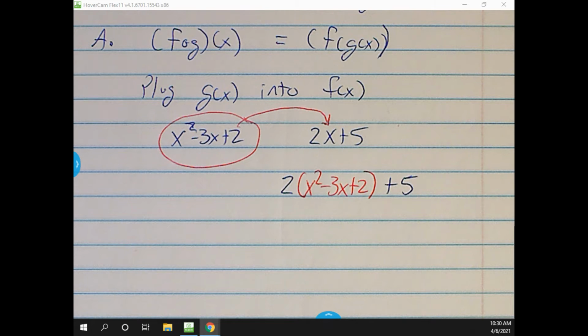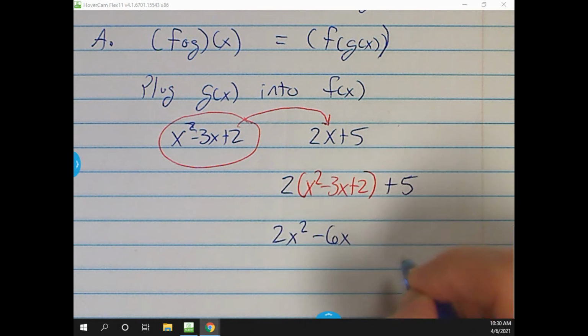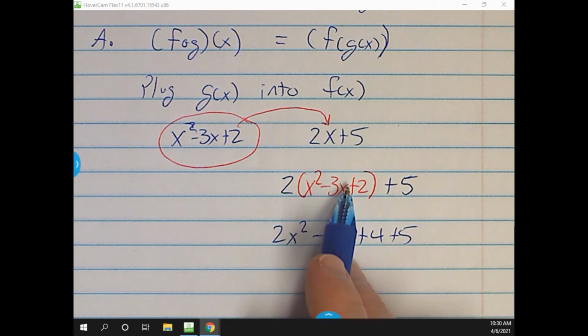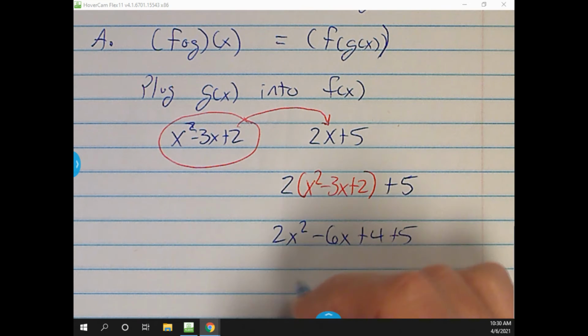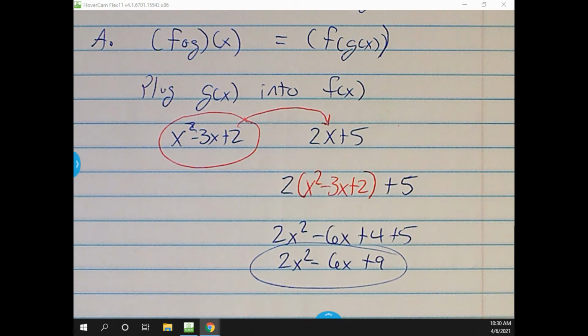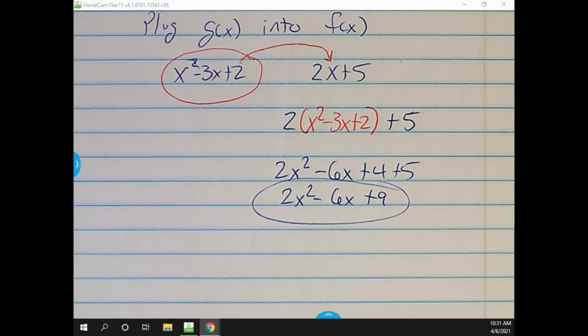All right, so a little bit of distributive property. So it's 2x squared minus 6x plus 4 plus 5. So the only thing you can do for this one is once you've done distributive property with a 2, just do the 4 plus 5 and make it 9. Okay, and you may be going, well, that wasn't too bad. That was a lot like the first one.